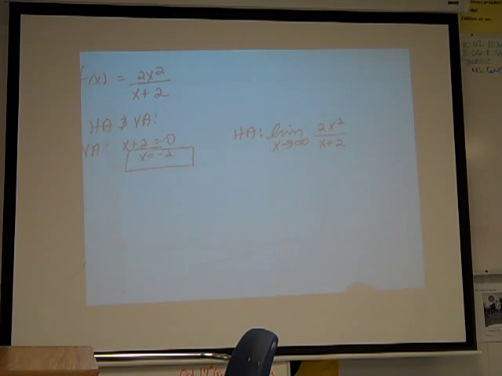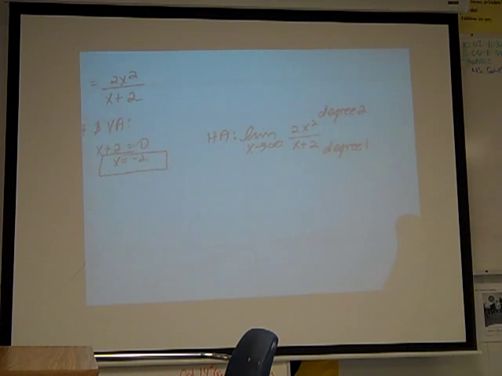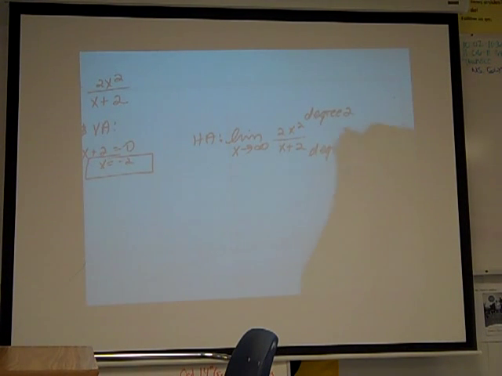And if you happen to remember the shortcut, we see that this is a rational function, polynomial on the top, polynomial on the bottom. We have degree 2 in the numerator, degree 1 in the denominator. Which one's bigger? Clearly the numerator is larger. In a case like this means that the limit is infinity. So our conclusion is that there is no, repeat, no horizontal asymptote.